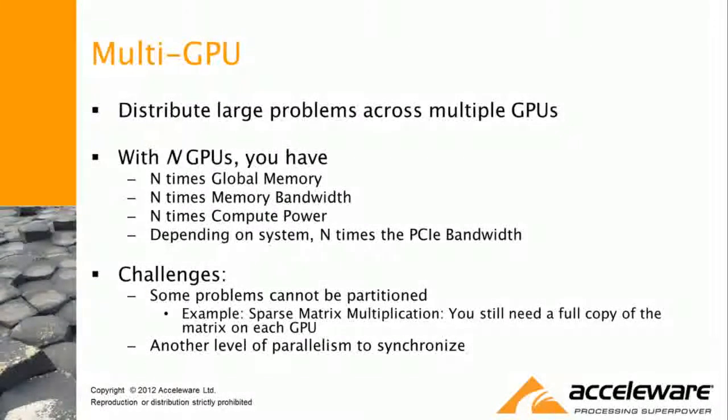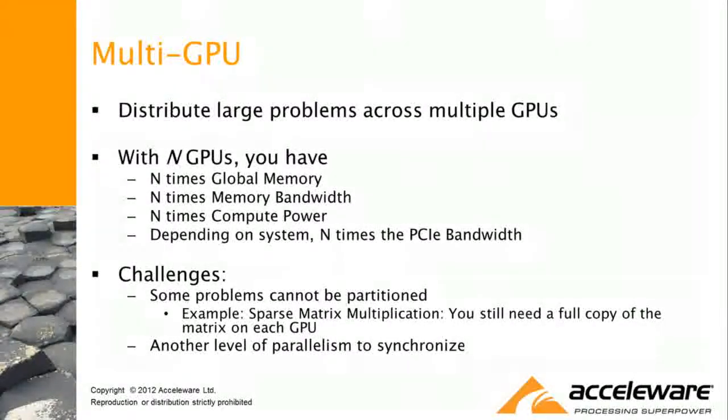You have to take into account a lot more system-level programming at that point, and it's a lot of fun actually, and it's pretty good. So with n GPUs, you get n times the global memory and n times the memory bandwidth, obviously n times the compute power, and depending on the system, you can even get more PCI Express bandwidth too. Some of the issues, of course, are that some problems you can't partition. For example, sparse matrix, you might still need a full copy on each GPU, and you also have to synchronize another level. Sometimes you have to exchange from GPU to GPU.